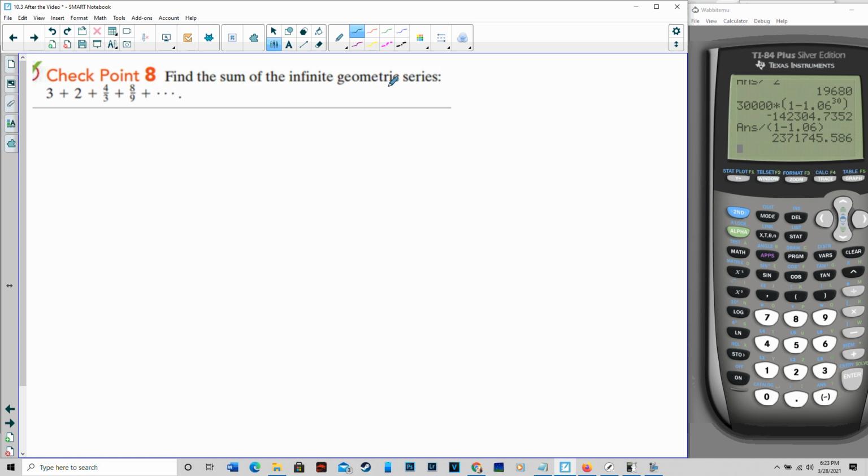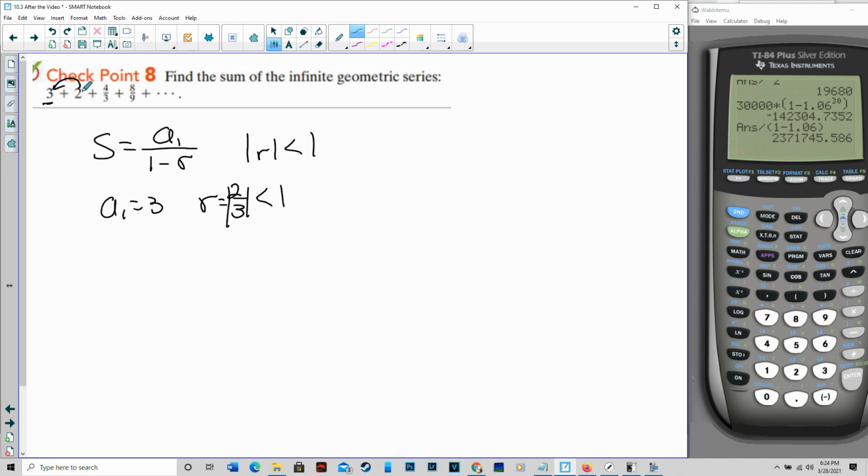Find the sum of the infinite geometric series. The sum of an infinite geometric series is a sub 1 over 1 minus r. Now the absolute value of r has to be less than 1 in order to have a sum. So a sub 1 is 3 in this case, and r is 2/3. Now the absolute value of 2/3 is less than 1, so this has a sum. Now the way we got 2/3 is you take 2 divided by 3, and there's where you get the common ratio, what you're multiplying by.